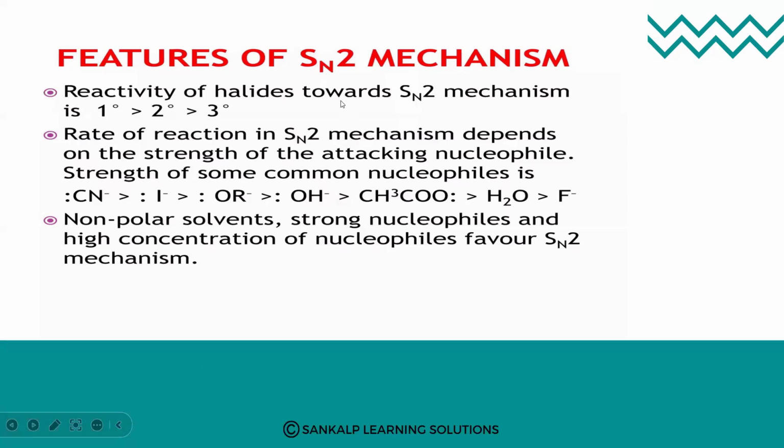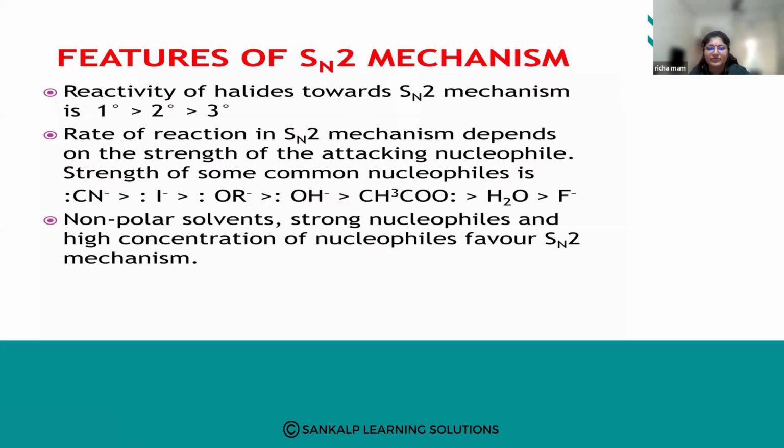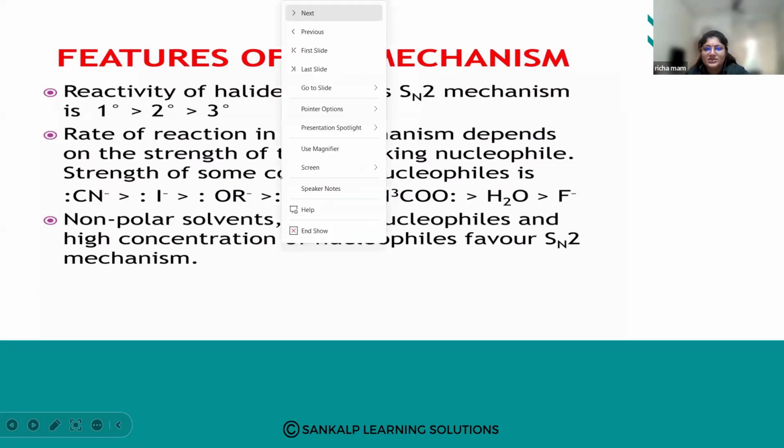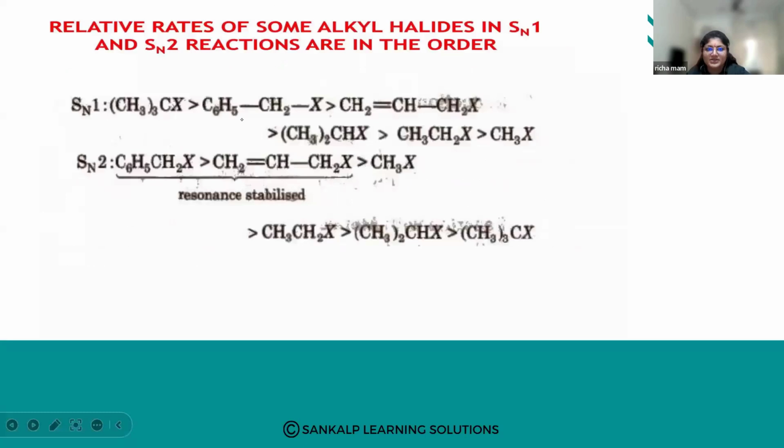So for the SN2 mechanism to occur, we require non-polar solvents, strong nucleophiles, and a high concentration of nucleophiles. Okay, so they will favor the SN2 mechanism. So these are some of the features of the SN2 mechanism.